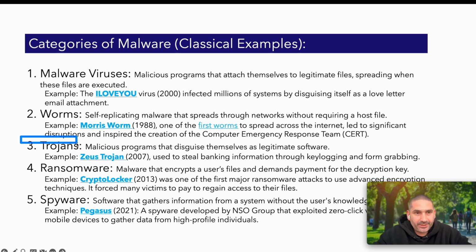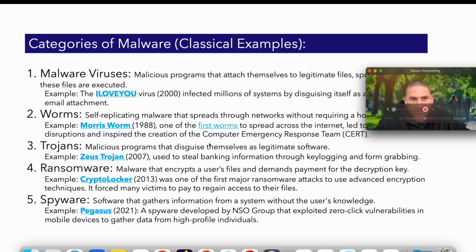Then we have Trojans, which we mentioned, but we didn't discuss how they work. Trojans are programs that disguise themselves as legitimate software. One example is the Zeus Trojan, which was used to steal banking information through keylogging and form grabbing. Then ransomware, which we have already discussed. It's malware that encrypts the user's files and demands a payment for the decryption key. Another example, actually the second example, is CryptoLocker from 2013, which was one of the first major ransomware attacks and used advanced encryption techniques.